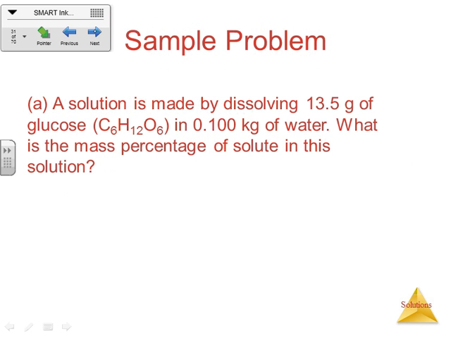So, do we have an example of that? Yeah, we do. Okay. So, a solution is made by dissolving 13.5 grams of glucose in 0.1 kilogram of water. What is the mass percentage of the solute in this solution? Okay, so this one was not designed for you to do without your calculator. The ones that you get on the multiple choice typically will be. So this one, you'll need to use a calculator.